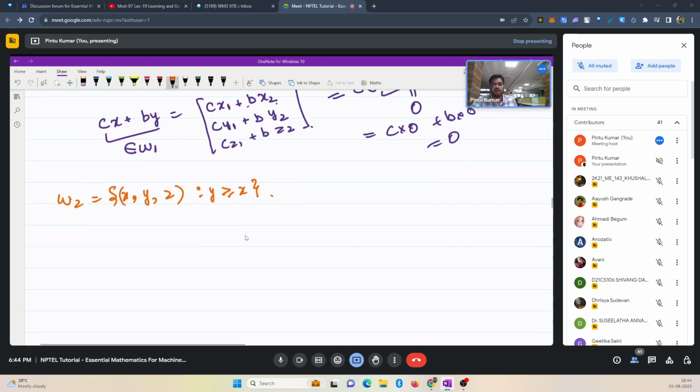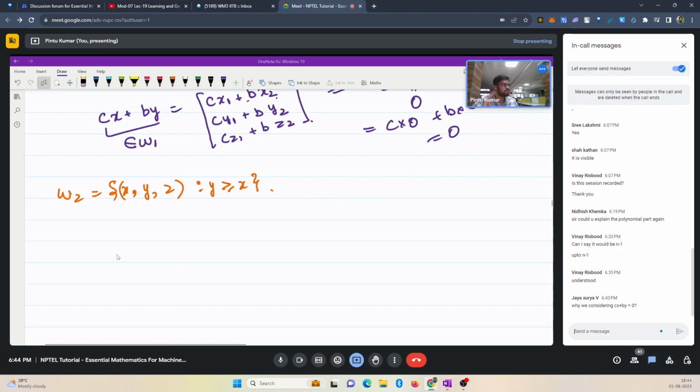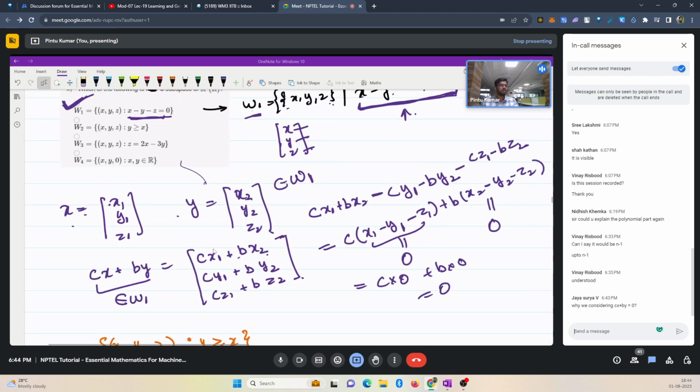Now let's look at. So again we will... See, Jaya, we are not considering Cx plus By equal to 0. What we are trying to do here is we want to check if Cx plus By is an element of W1 or not.